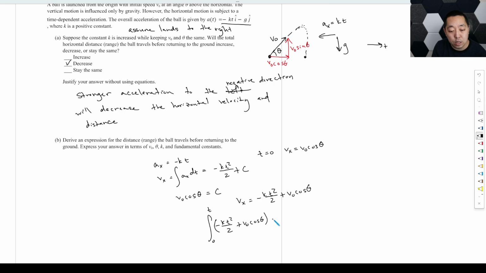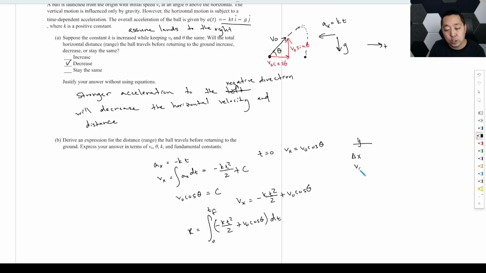Now, I need to know how long it takes until it hits the ground, right? Like, this is t final. This is when it will hit the ground. So this is what our range is. So I need to know what this variable is. Otherwise, I can't do this integral, right? And so that's where the y component comes in.